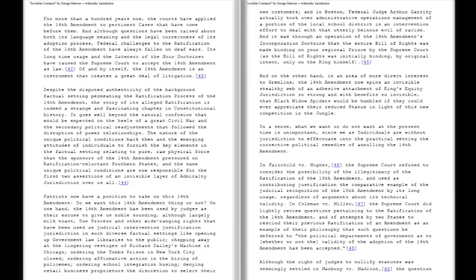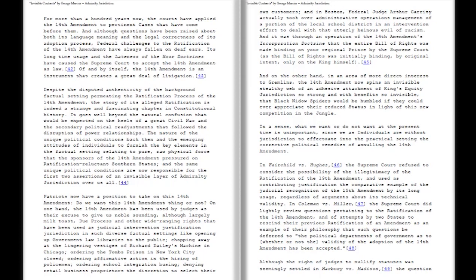Jurisdiction in such diverse factual settings like opening up government law libraries to the public, chopping away at the lingering vestiges of Richard Daley's machine in Chicago, ordering the Tombs prison in New York City closed, ordering affirmative action in the hiring of policemen, ordering school integration busing, denying retail business proprietors the discretion to select their own customers, and in Boston, federal judge Arthur Garrity actually took over administrative operations management of a portion of the local school district in an intervention effort to deal with that utterly heinous evil of racism.